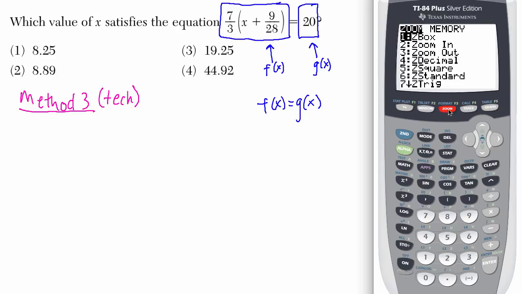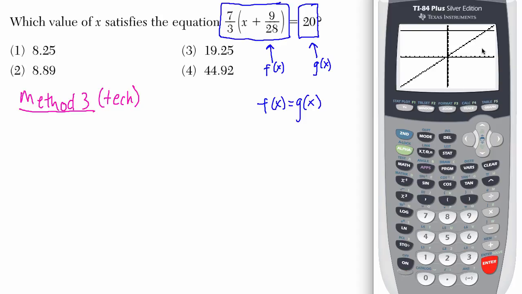So we're going to go to zoom, and we're going to go down to option 0, which is zoom fit. So hit the down button until we get to number 0. There we go, and hit enter. And this will zoom out a little bit and put the graphs so you can see them together. Okay, there we go. So there's the left side of our equation, this function essentially. And then there's this guy here, the right side of our equation, or what we were calling g of x, or y2. And in order to find the solution to this equation, we can find the x value at which these two functions, or the left side and the right side, are the same, where they meet. And that's this guy right here.